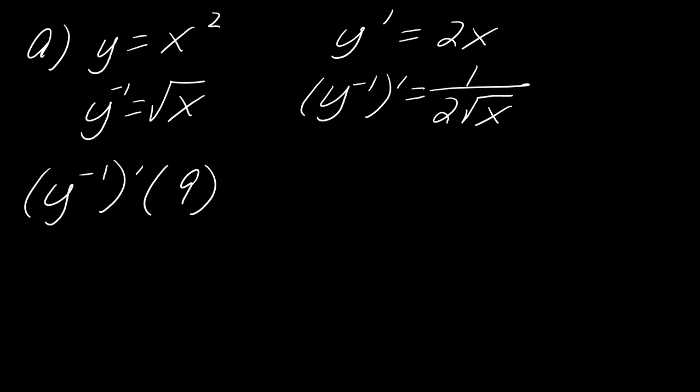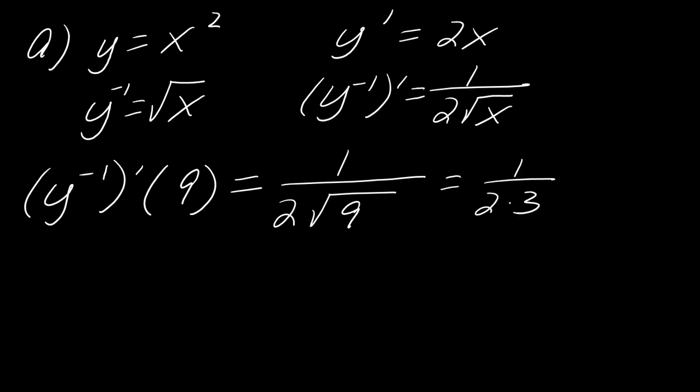I am going to calculate this, y inverse prime. I'm going to plug 9 into this function here. If I do that, I've got 1/2 times the square root of 9, so that'll just come out to 1/2 times 3, so it's just going to be 1/6. Okay, now I want to take y prime of 3, so I'm going to plug 3 into this. Remember, 3 and 9 was a point, right?